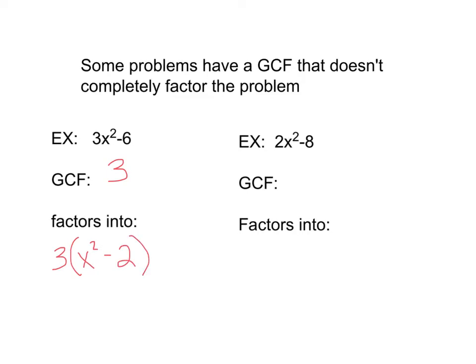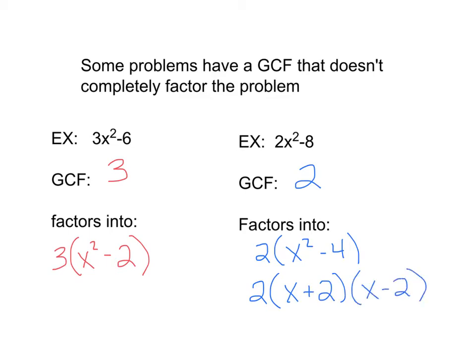3 times x squared minus 2 is as simple as we can get at this point. We don't yet have the tools to go any farther. If we look at the one on the right, we notice that they have a GCF of 2, which factors into 2 times x squared minus 4. But in this case, that x squared minus 4 can be further broken up. It can become x plus 2 times x minus 2.